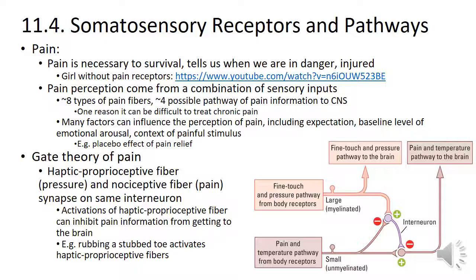An example of this is if you stub your toe or hit your knee and rub it, this can often inhibit some of the pain, and this would be a manual activation of the haptic proprioceptive fiber.